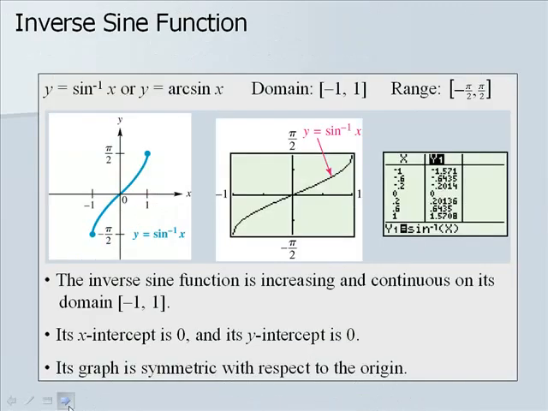Here we have a breakdown of our inverse sine function with the domain and the range and the graphs. You see the graph here and the graph on our calculator with a list of the table values. We also see some properties. The inverse sine function is increasing and continuous on its domain of negative 1 and 1. Its x-intercept is 0 and its y-intercept is 0, as we see right here. Its graph is symmetric with respect to the origin.